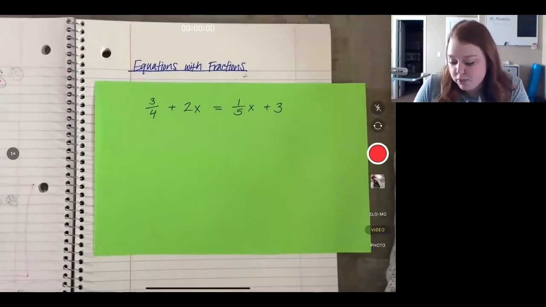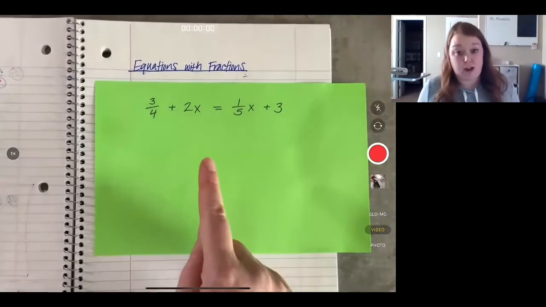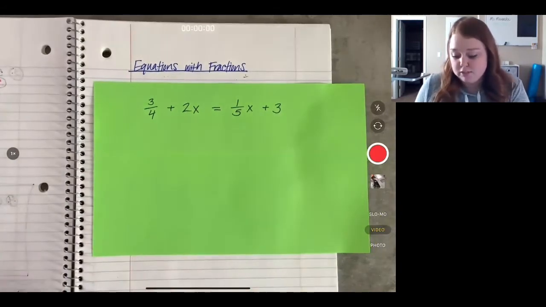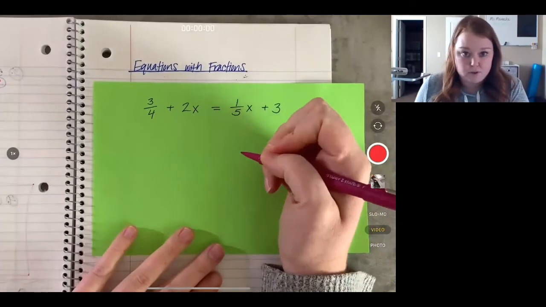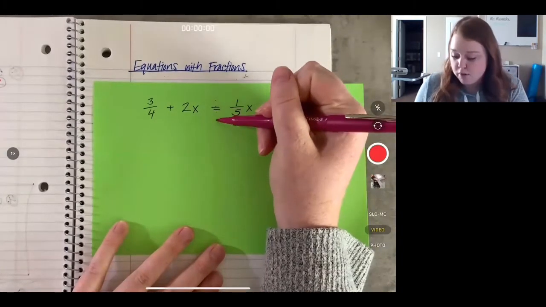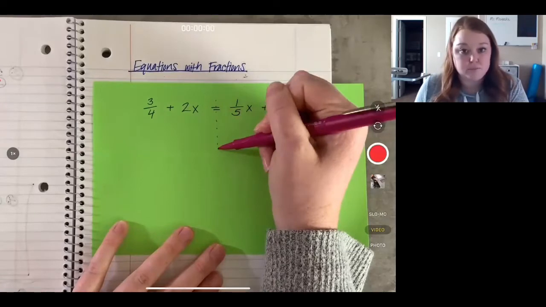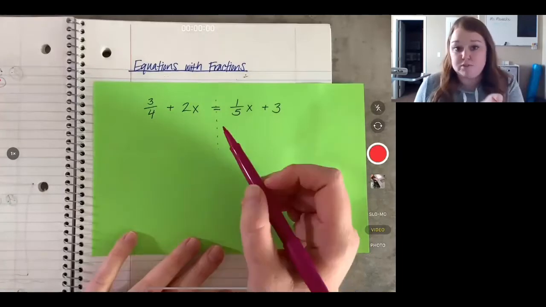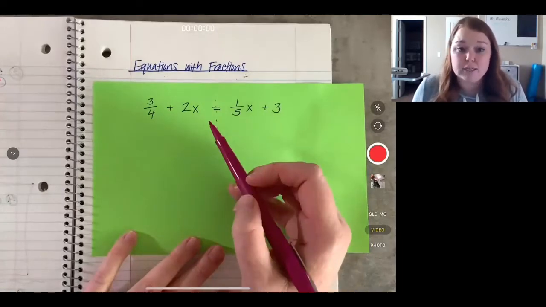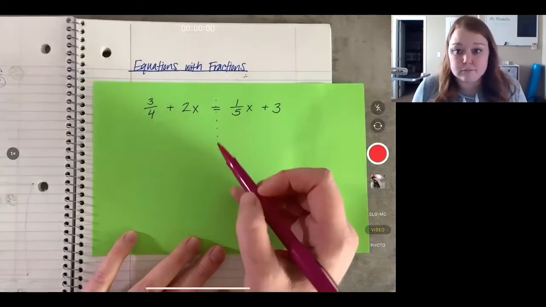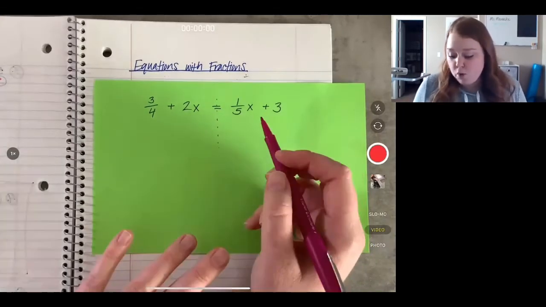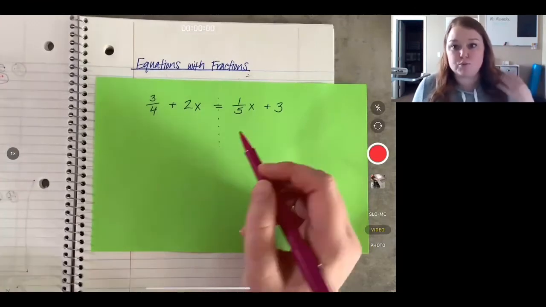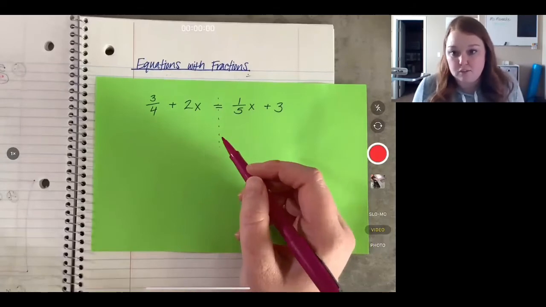So with this crazy equation with fractions, let's just look at what we have here. We got a 3/4 and a 2x on the left. We got a 1/5 x with a 3 on the right. Now, the parts most of us hate are probably the 3/4 and the 1/5. Wouldn't it be great if those were whole numbers? Yeah, but we got to know how to deal with it. Well, if we follow the rules we've been doing, we could solve it just fine.